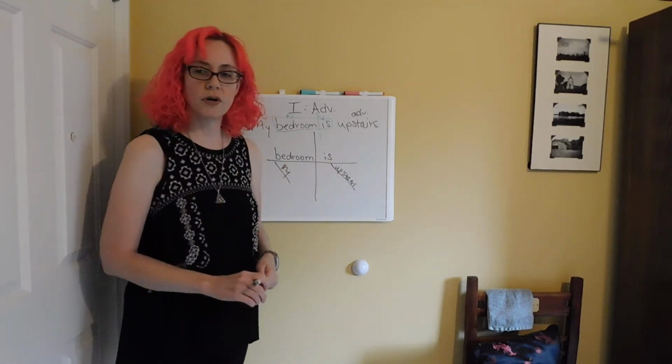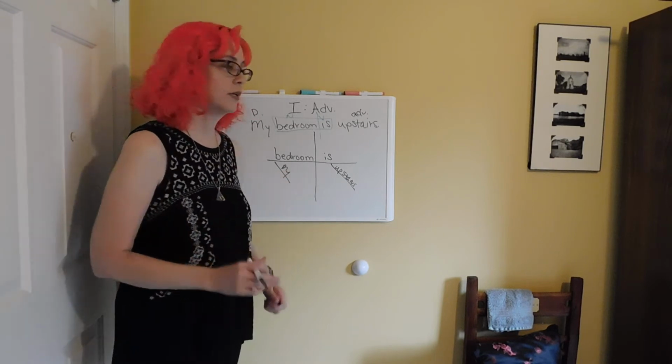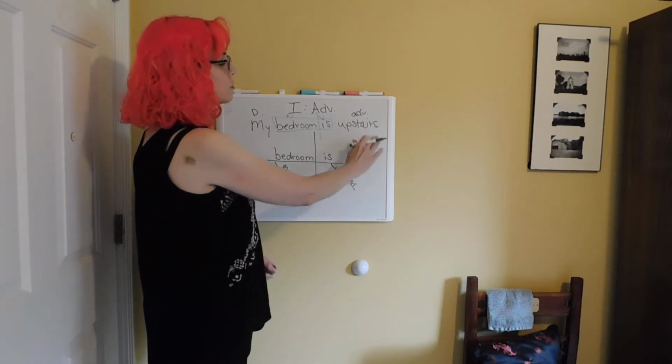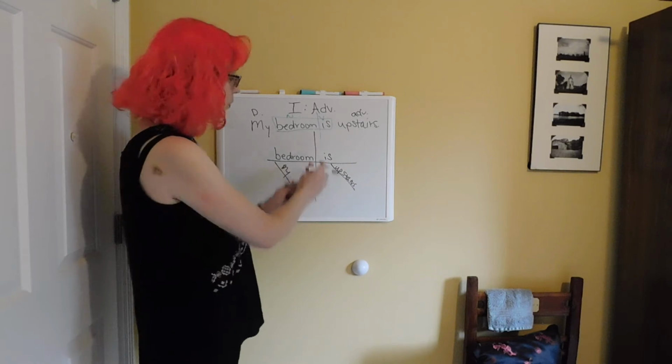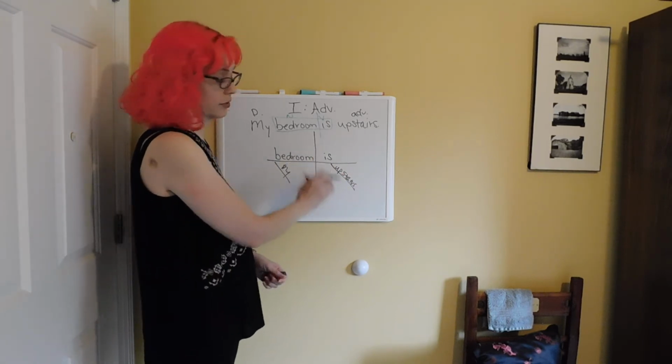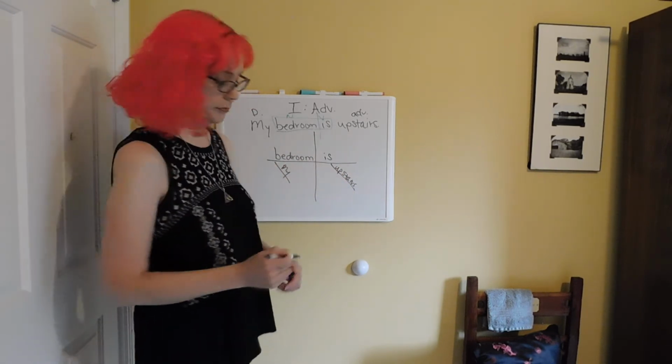So pattern 1 is as simple as this. Do I have an adverb? It answers the question where, so yes, I do. Okay, put it under the line, under the verb it belongs to. It's an adverb, it belongs to its verb.